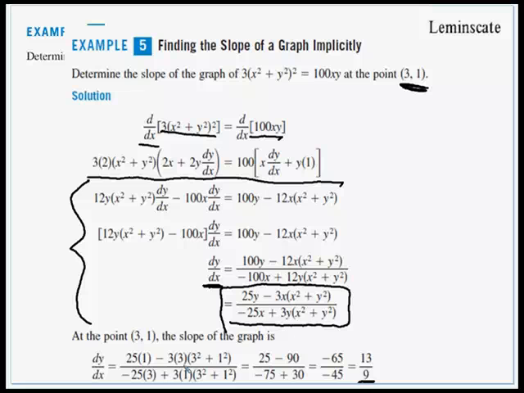A lot more work than you need to do if you understand what the question is asking you. If the question was, find the derivative of this equation, here's the derivative. But they didn't ask us for this. They just wanted the slope. And we didn't need to take it to this level to find that slope.